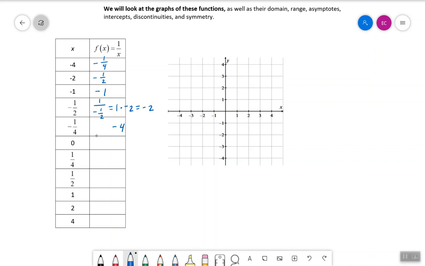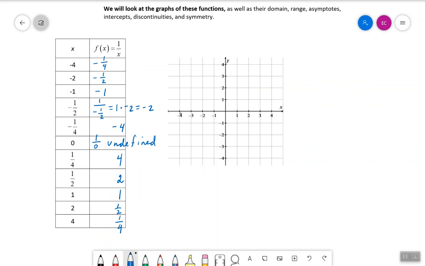If we put 0 in for x, division by 0 is undefined. 1 divided by 0 is not a number. 0 is not in the domain of the function. We can go on now and finish the table. 1 over 1/4 is 4, and then 2, and then 1, and then 1/2, and then 1/4.